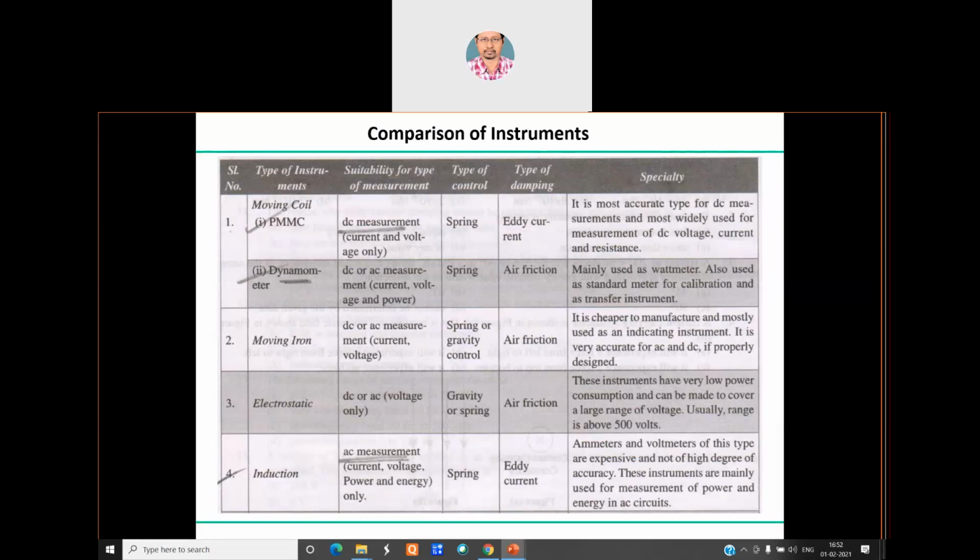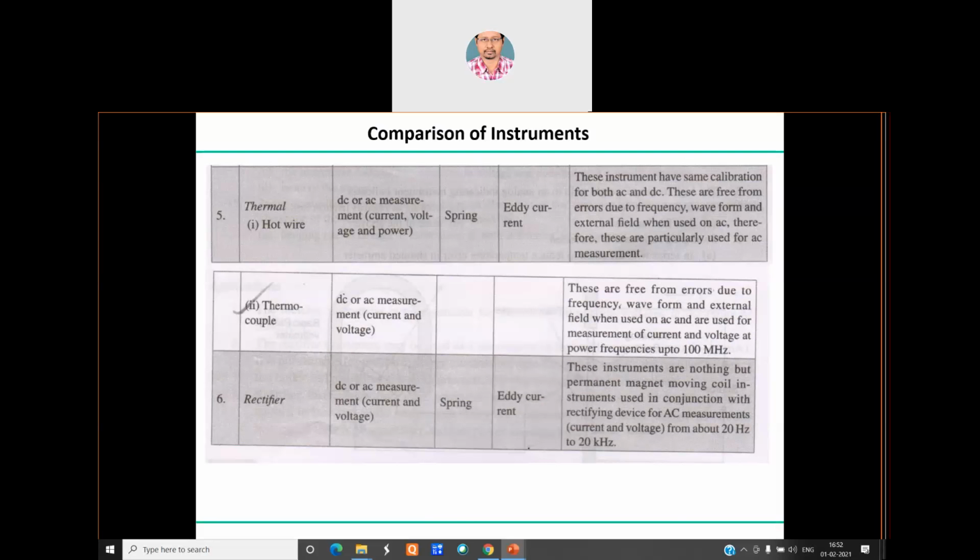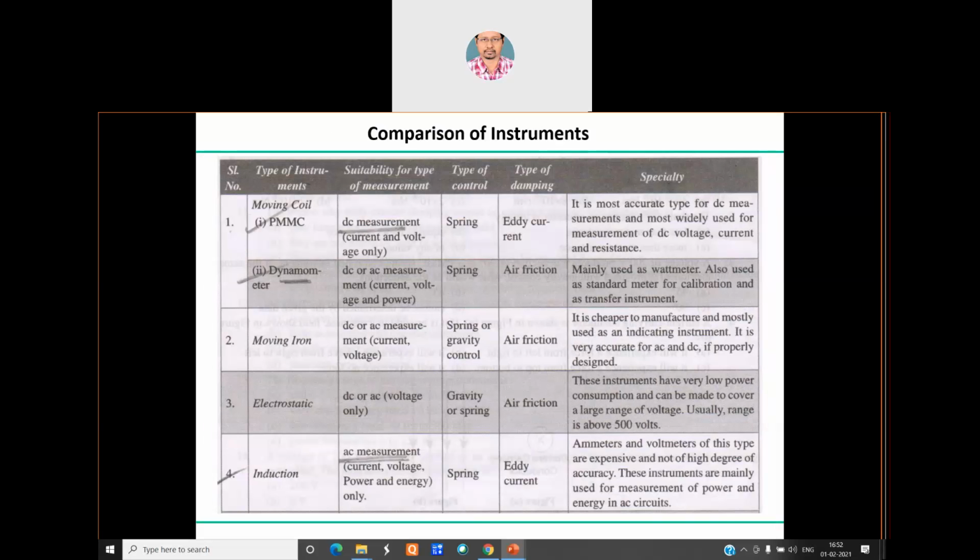This is what you see in real-life scenarios, and normally these kinds of instruments are very costly. Just to summarize what we have discussed: PMMC is suitable for DC measurement. What kind of control mechanism does it use? Spring control. What kind of damping? Eddy current damping. One of the most accurate DC measuring devices, right? Dynamometers can measure both AC and DC. Control? Spring control. Damping? Air friction damping, mainly used for wattmeters, or as a standard meter for the calibration of transfer type instruments, because it can be used as a transfer type instrument.